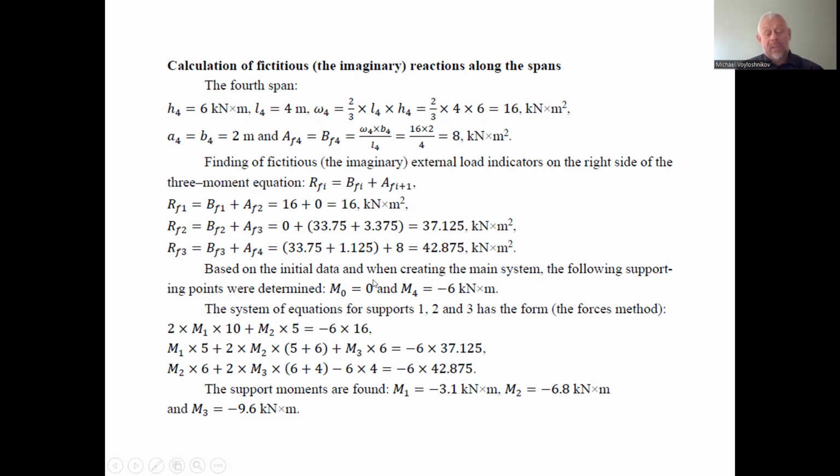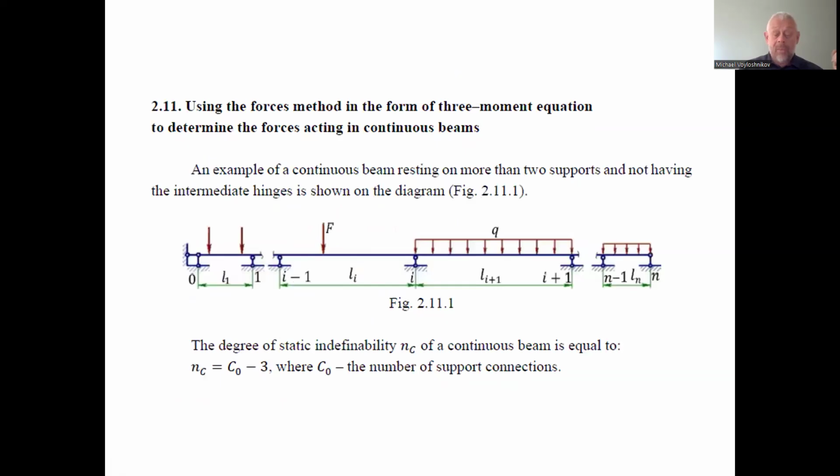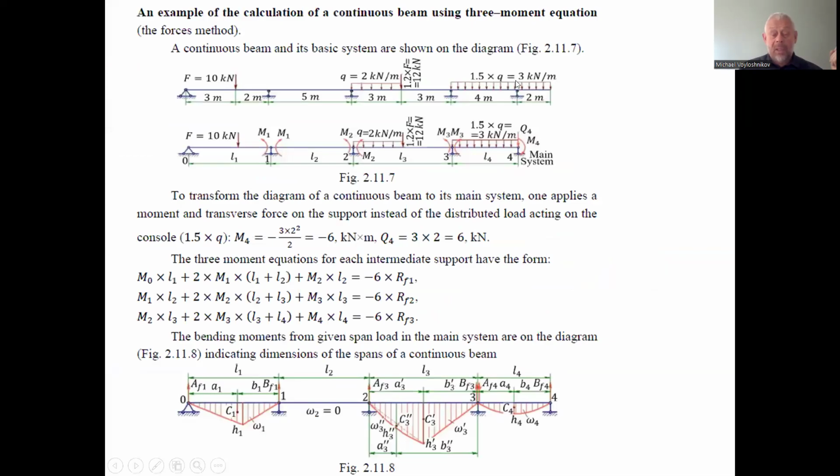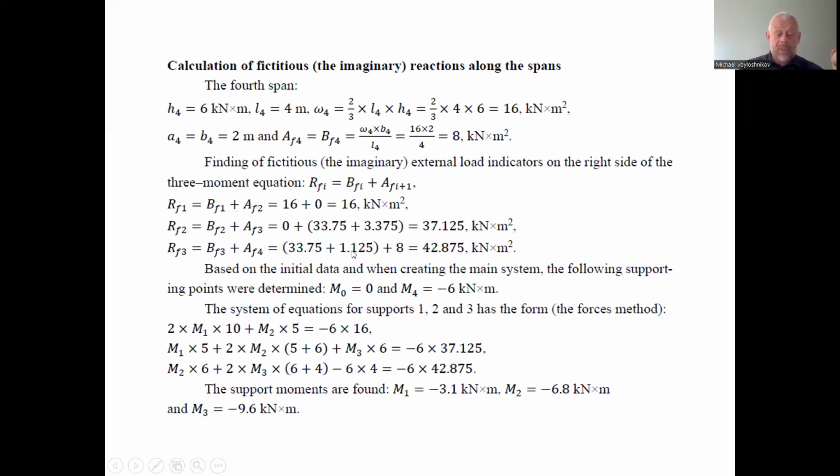Based on initial data and when creating the main system, the following supporting points are determined. The magnitude of the moment on the left hinge of the continuous beam is 0, and on the right hinge we have -6, because we had the console part at the right hinge, a 2-meter console part rotating clockwise. So this M4 we got originally as a -6 kilonewton by meter moment.